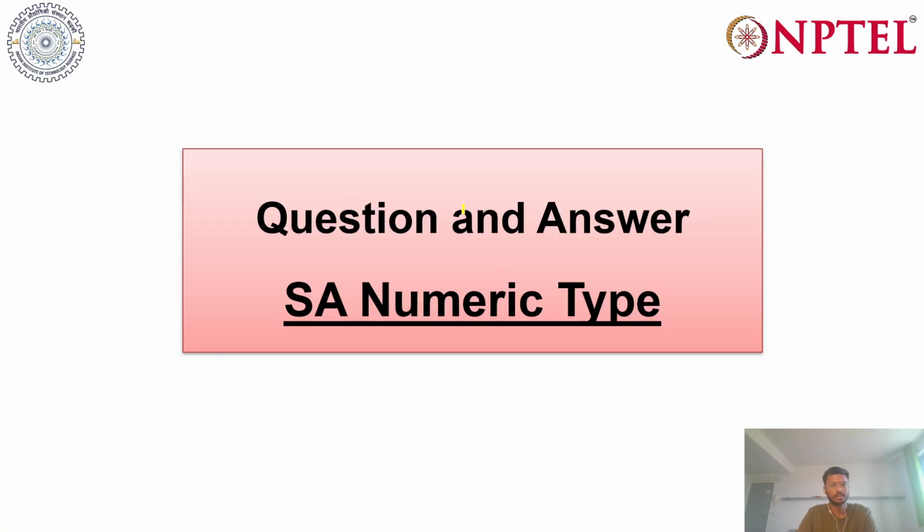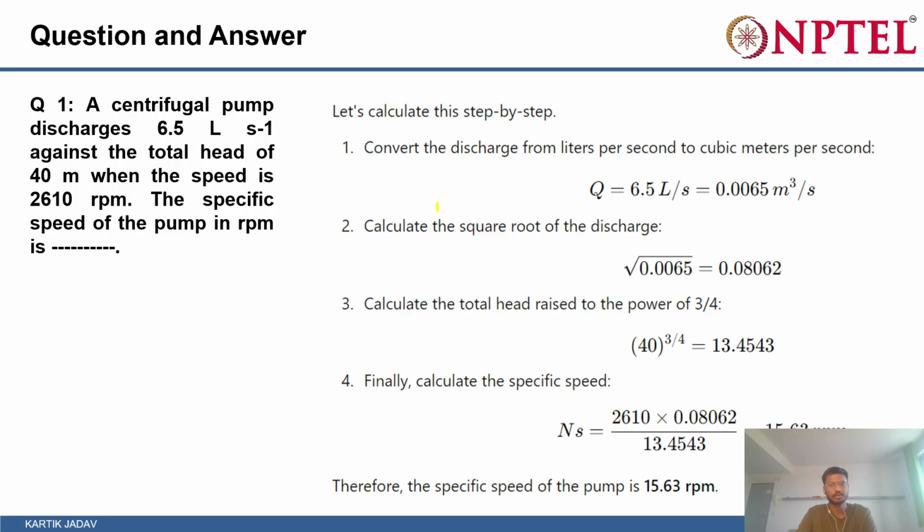Now let's focus on a numeric type of question. So first question is: a centrifugal pump discharges 6.5 liter per second against a total head of 40 meter. When speed is 2610 rpm, the specific speed of the pump is what we need to identify. So discharge is given in liter per second.